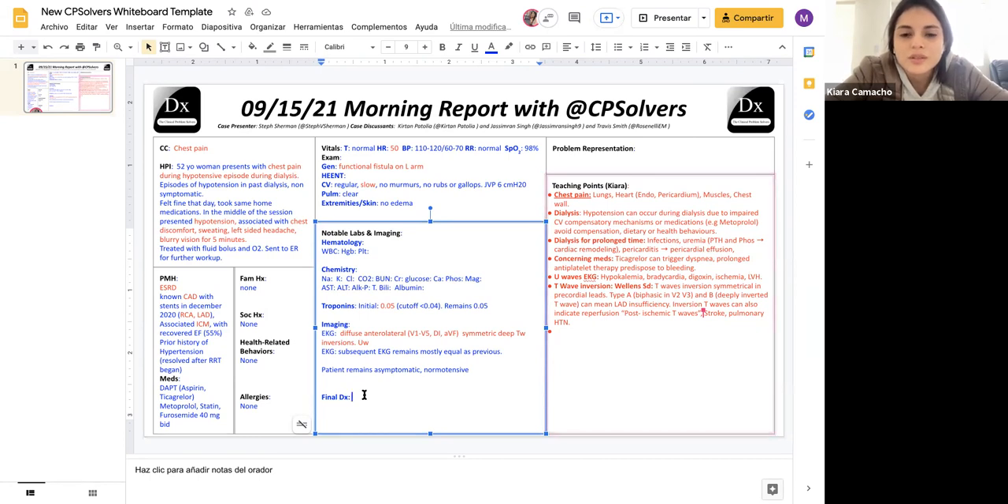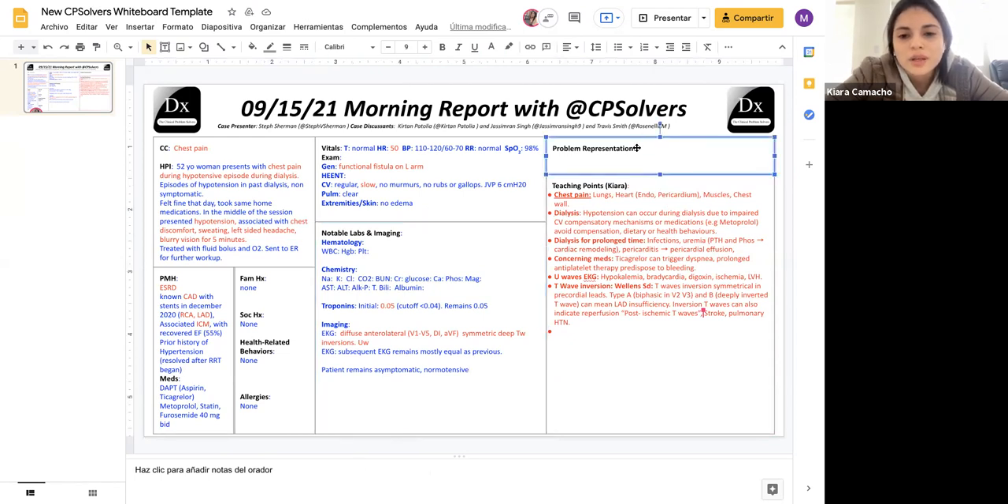So this can occur because the cardiovascular compensatory mechanisms are not working well, or maybe because the patient is on medications that impair compensation for the loss of fluid or volume. So maybe this patient on metoprolol cannot increase, for example, her heart rate, and cannot compensate the volume loss. And also on this hypotension, we have to consider that maybe this patient has some dietary or health behaviors that make her predisposed to not compensate that well.